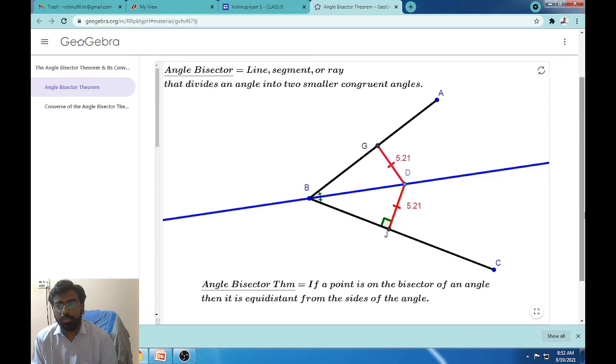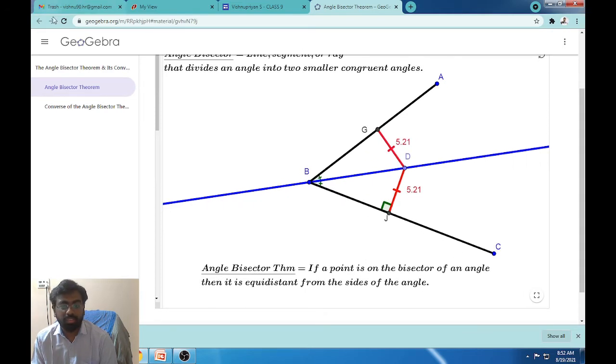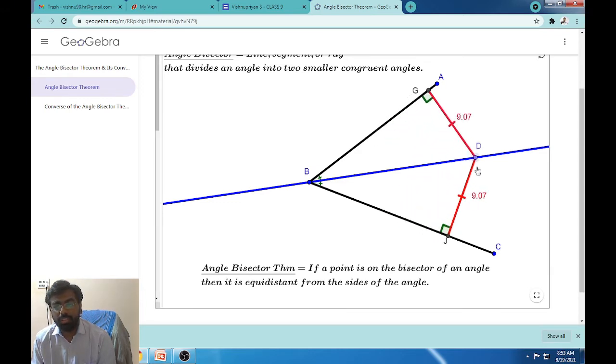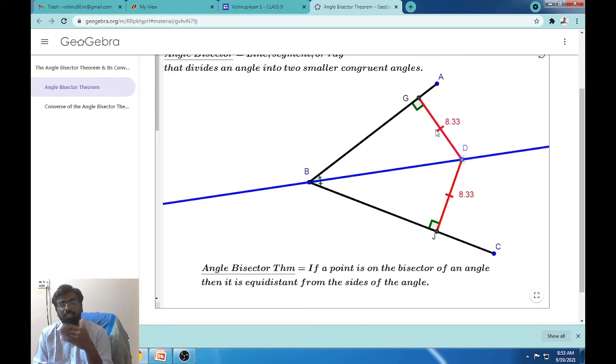Now coming to the theorem statement. The theorem states that if a point is on the bisector of an angle, then it is equidistant from the sides of the angle. This point is made as a slider, so if you move the point from one place to another on the bisector, you can observe that the distance from the point on the bisector to the sides of the angle is equal. The word equidistant means that the distances are equal, right?